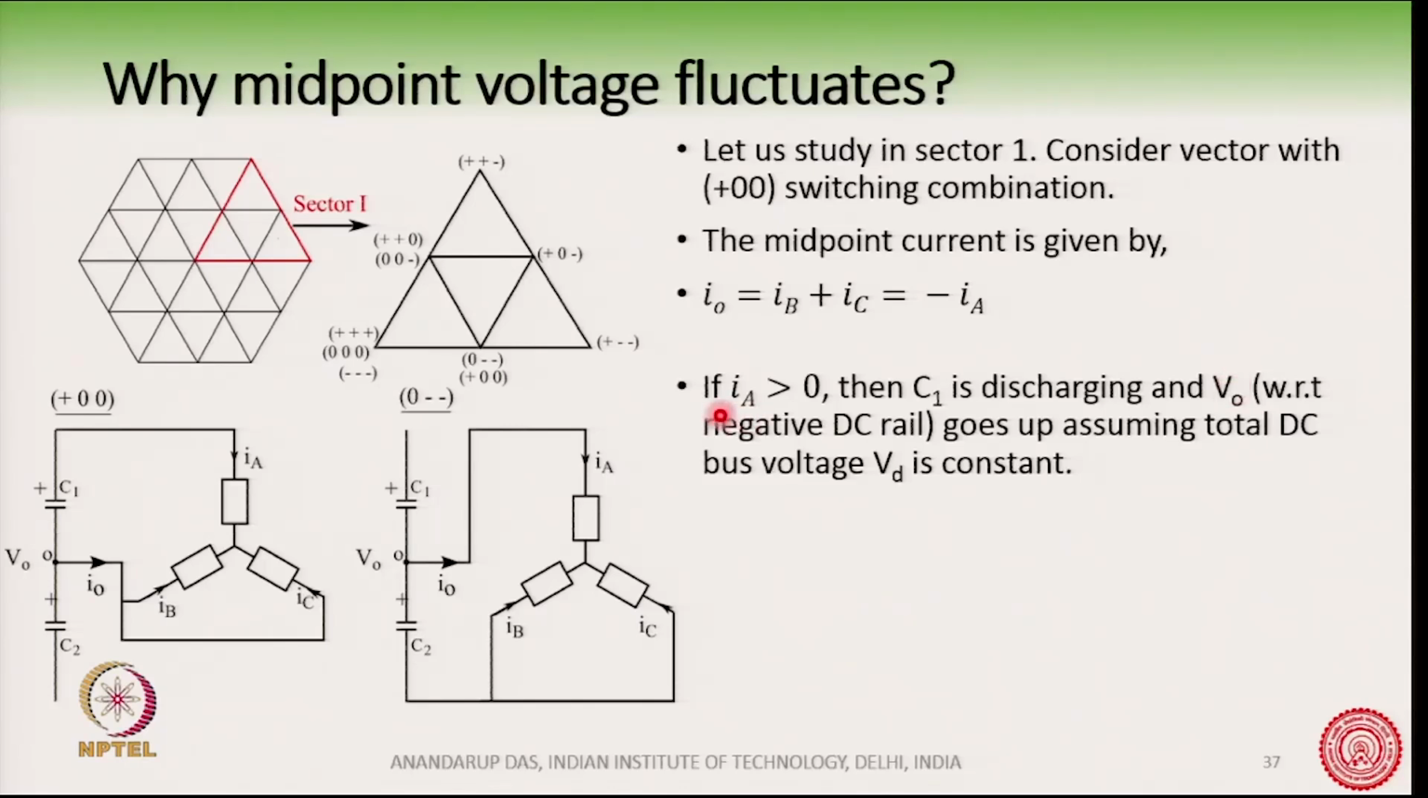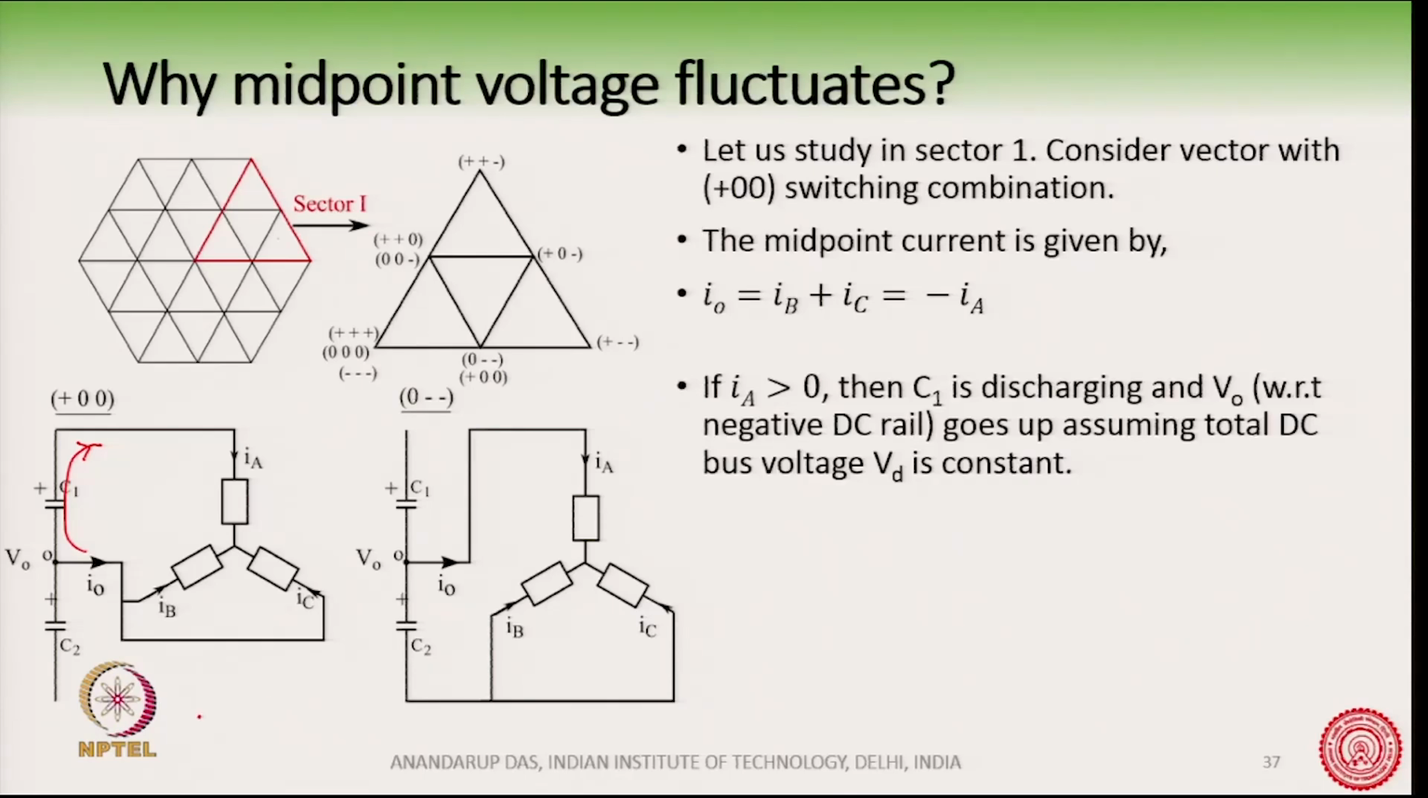Now if I a is greater than 0, for example, at any instant of time where we are applying this plus 0 0 switching combination for the small vector, then what happens? It means that the current I 0 is entering into the midpoint, because I 0 is equal to minus I a, and if I a is greater than 0, the current is entering into the midpoint. So, the current is flowing like this, through the midpoint.